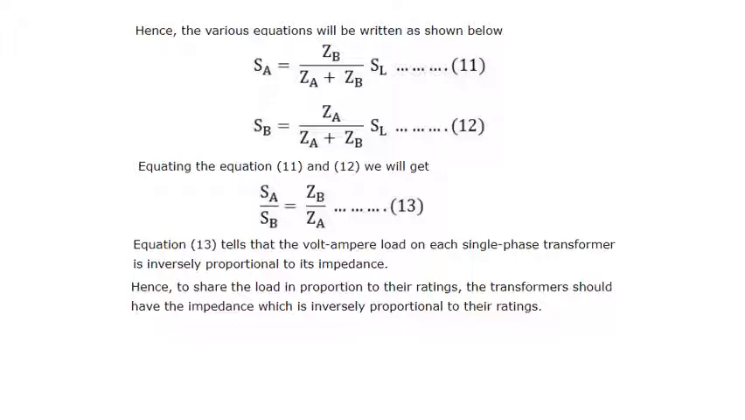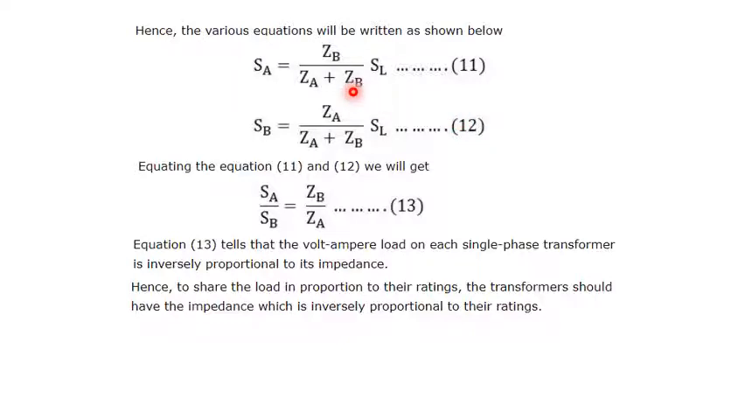Here, by considering equation number 7 and equation number 8, we can represent the volt ampere rating of transformer A and transformer B as SA is equal to ZB divided by ZA plus ZB into SL, and SB is equal to ZA divided by ZA plus ZB into SL. These equations are written as equation number 11 and equation number 12.